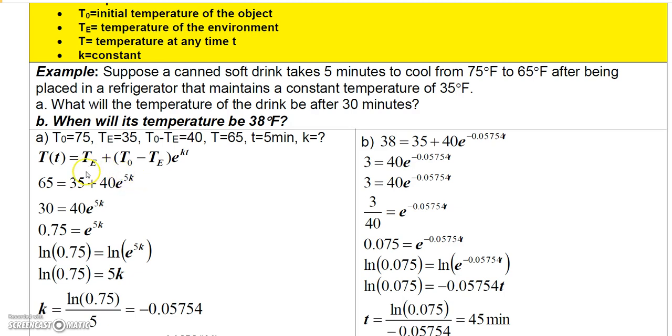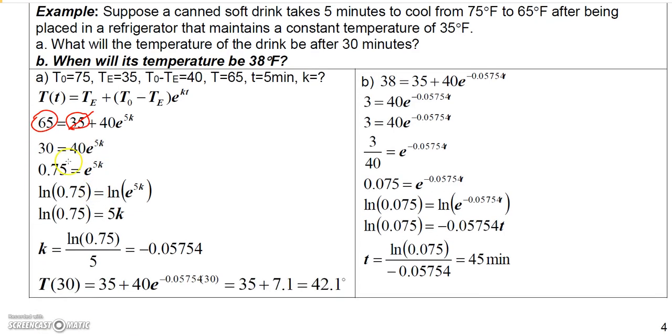Now we know that the environment is 35 degrees, and we know that this difference is 40 degrees. So now all I have to do is subtract this 35 from both sides so that it'll cancel here, and then when I subtract 35 from 65 I'll get 30. So I'll get 30 equals 40 e to the 5k. And then if I divide both sides by 40, 30 divided by 40 is actually 0.75, so I'll get 0.75 equals e to the 5k.